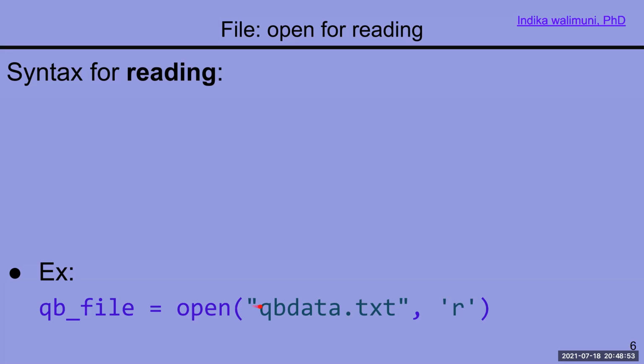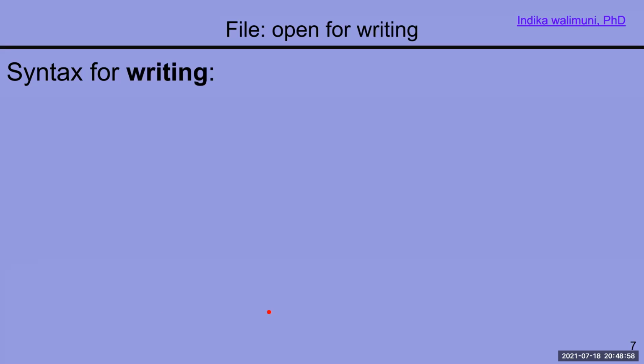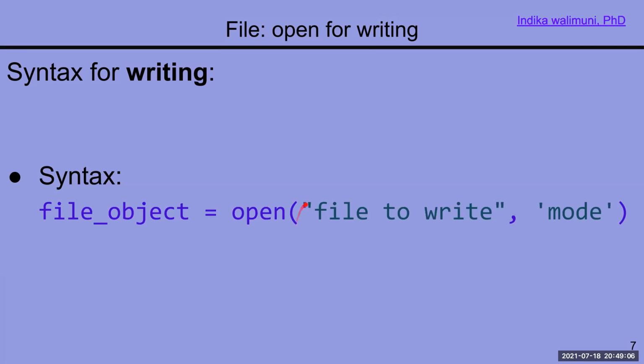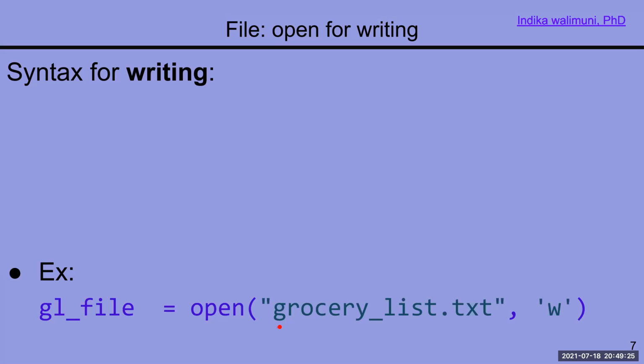All right. So next, in writing, we still use the same open method. Now this is going to be the file to write. So basically, it's going to be a new file. You give it a name, and if it's in a different place, you have to put the correct path. And this mode is going to be for writing. So here's an example. This is the grocery list file that we may practice later. And the mode is W for writing.